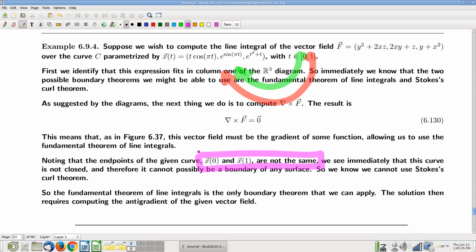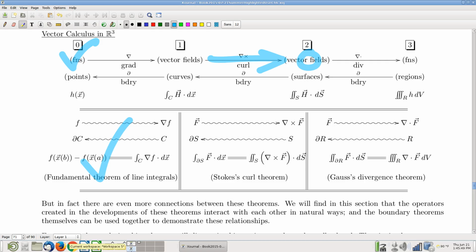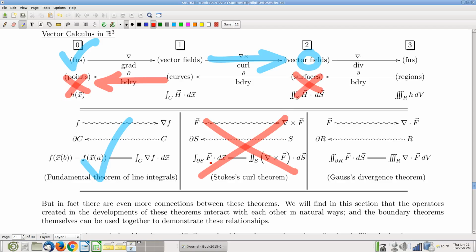This curve has a boundary. Therefore, it is not true to say that this curve is a boundary. So this curve is not a boundary of anything. There is no anti-boundary surface, so you cannot use Stokes' theorem. Going back to the diagram, we did not get 0. Therefore, there is no boundary surface, and you cannot use Stokes' curl theorem.